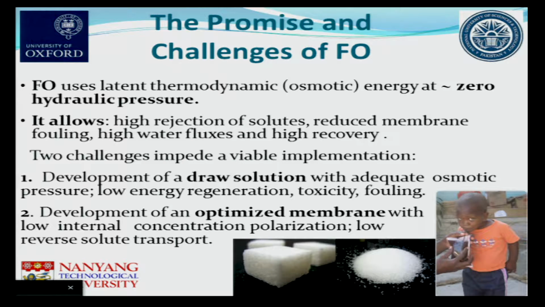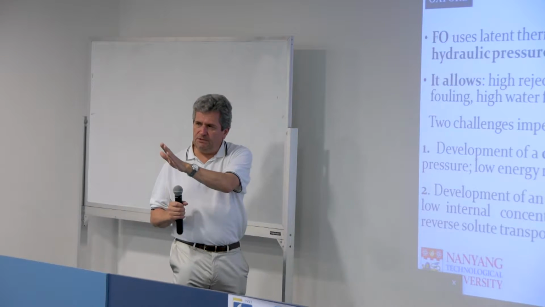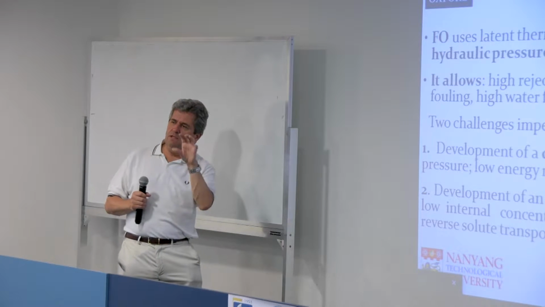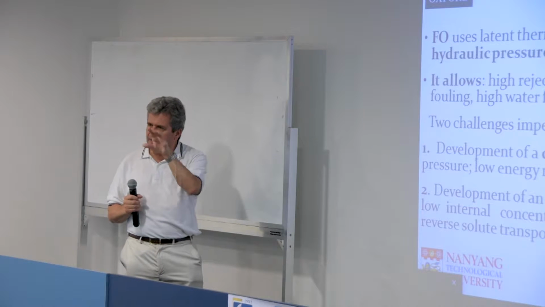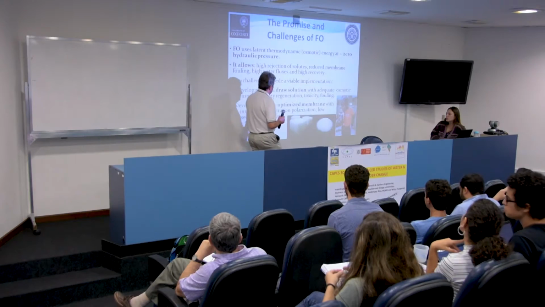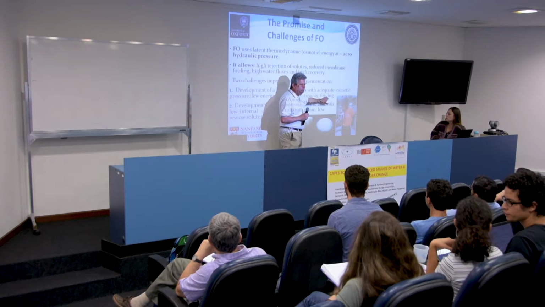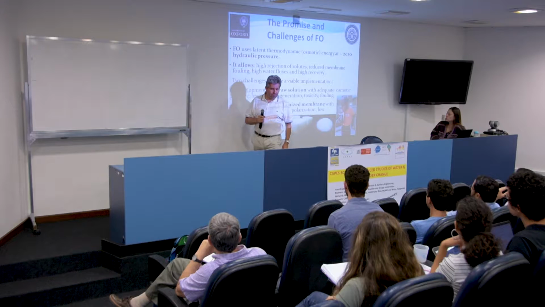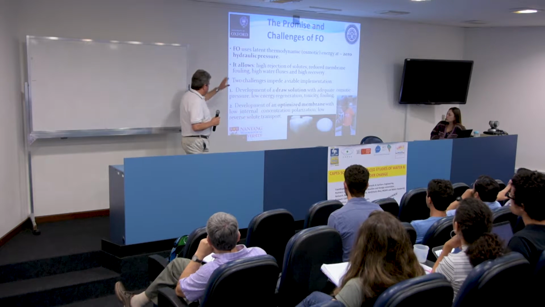But it needs to be something that can be regenerated at low energy, because we've saved energy here, but we don't want to spend energy here at the recovery stage. It should have low toxicity. Why? Because you can see how the draw solution could move back across the membrane into the biotank. If it gets there, it might kill the bugs. We don't want that. So it needs to have low toxicity, and it must have low fouling. We don't want to foul up the membrane. So that's the first challenge.